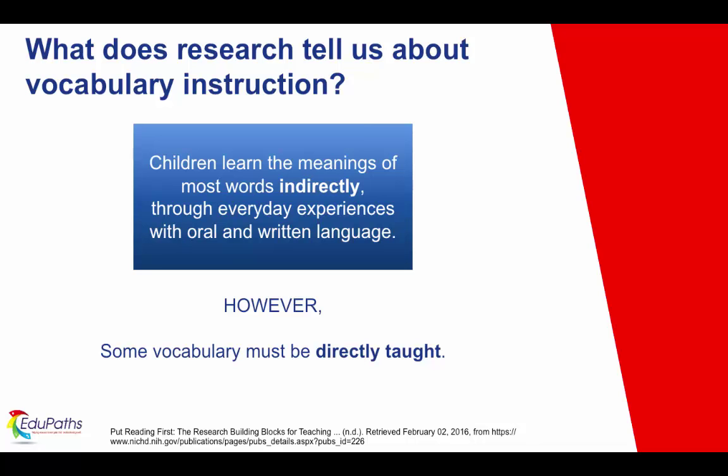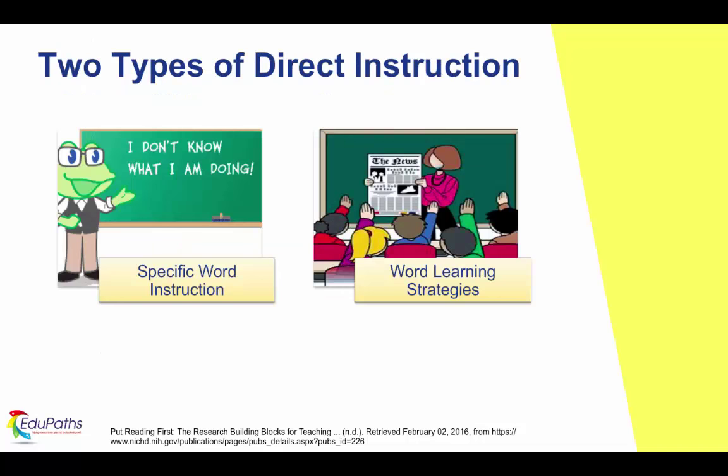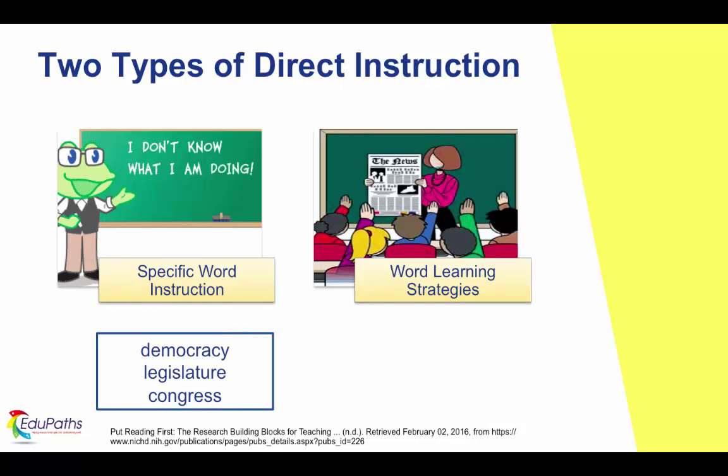So let's take a closer look at direct vocabulary learning. There are 2 types of direct vocabulary instruction. There is specific word instruction, and there are word learning strategies. Here's an example of using specific word instruction. Let's say you have an upcoming unit on the United States government, and you want to pre-teach your students some of the key vocabulary words they might encounter, such as democracy, legislator, or Congress.